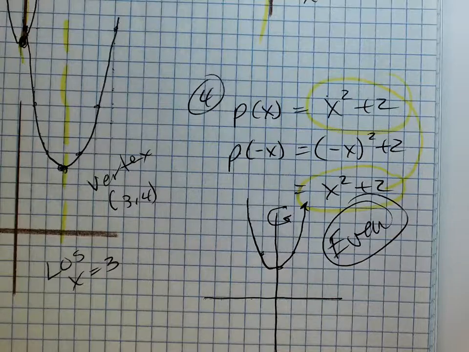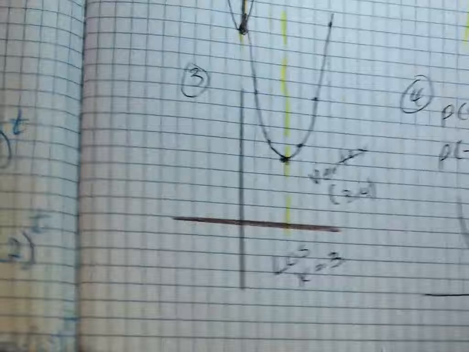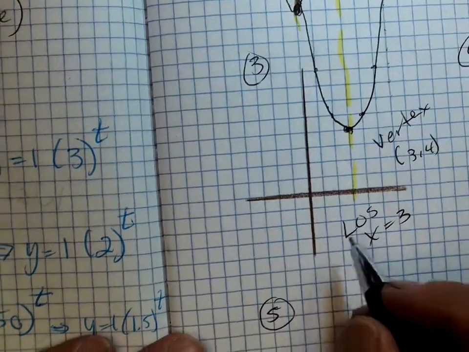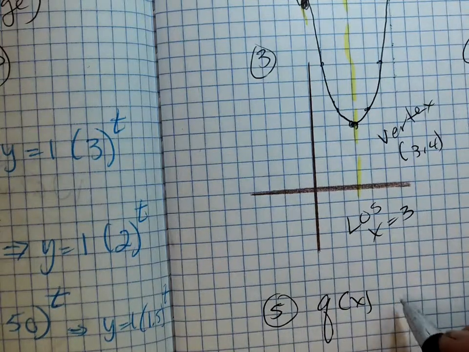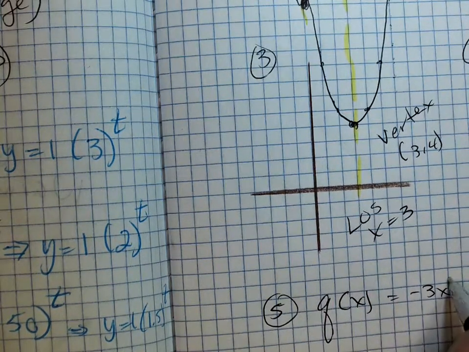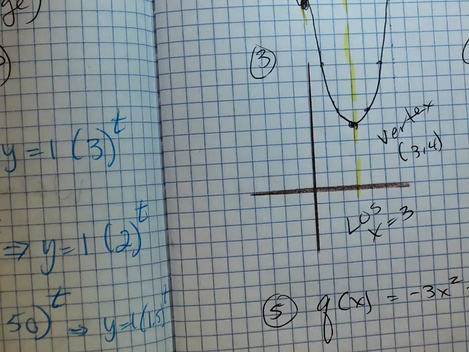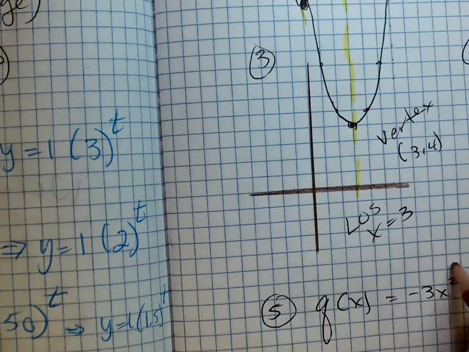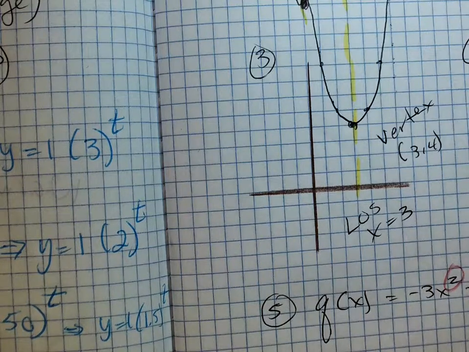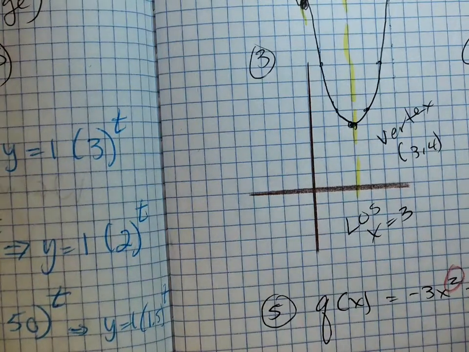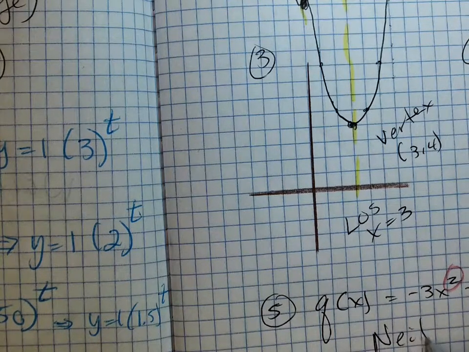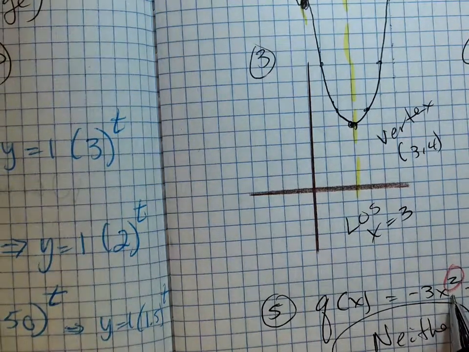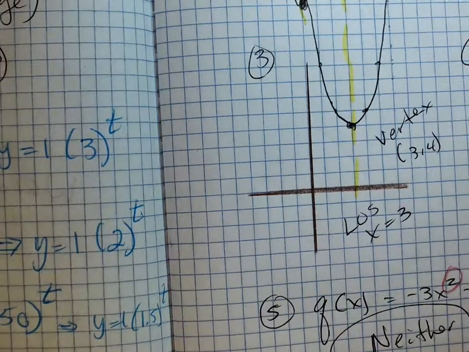All right, number 5. Number 5 is neither, and I'll show you why. Let me write it down. 5 is q of x equals negative 3x squared minus 5x. First of all, this is an even exponent, and that's an odd exponent. So it can't be one or the other. It's neither. Plain old neither. Got an even exponent, got an odd exponent, it's neither.